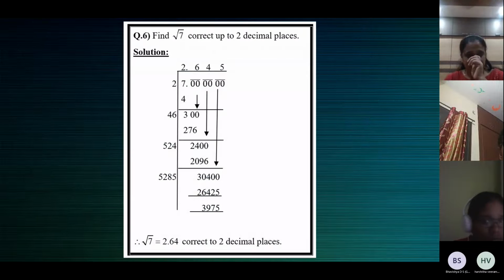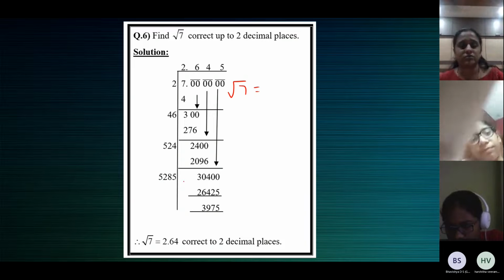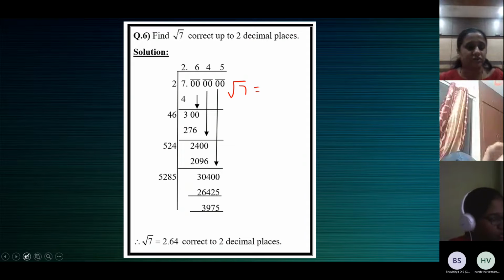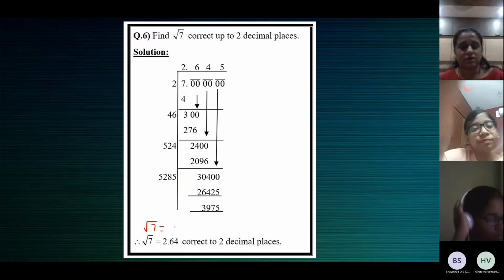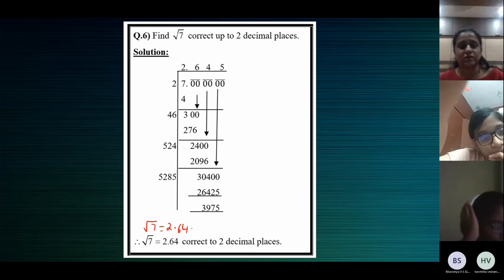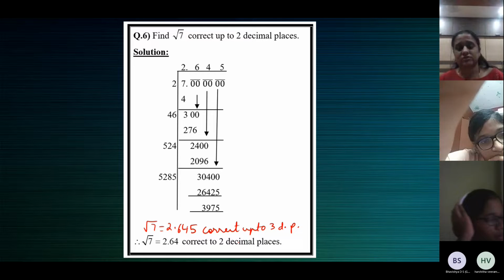Take a screenshot, children. Take a picture. I told you, you can write it as square root of 7 is equal to, you can just include this step. Please take a picture with this one. Square root of 7 is equal to 2.645. Correct. Up to 3 decimal places, okay? And when you round off, that's what I told you. You can write it as 6.4 or 6.5. Correct to 2 decimal places.